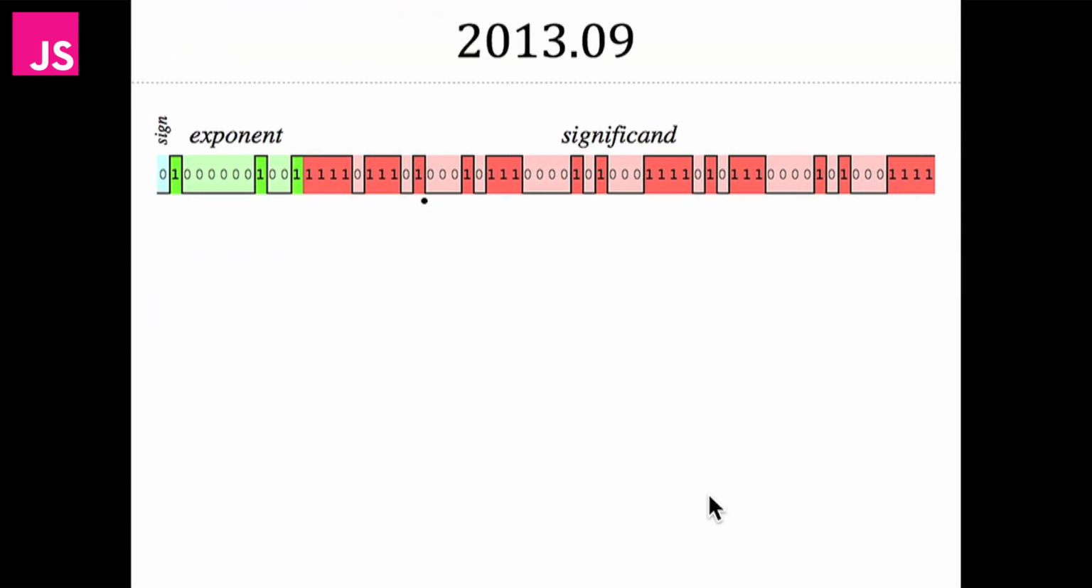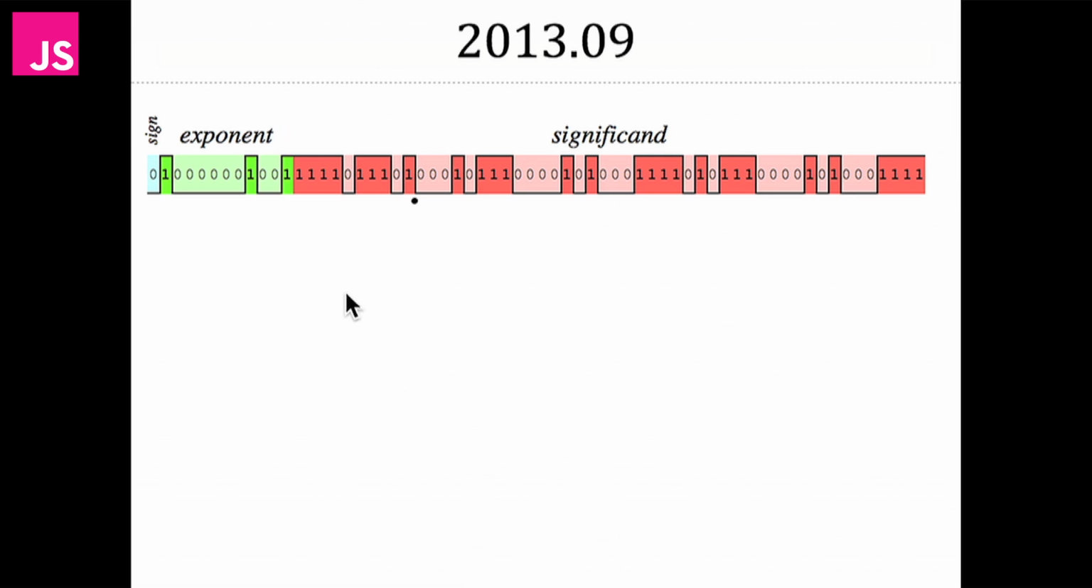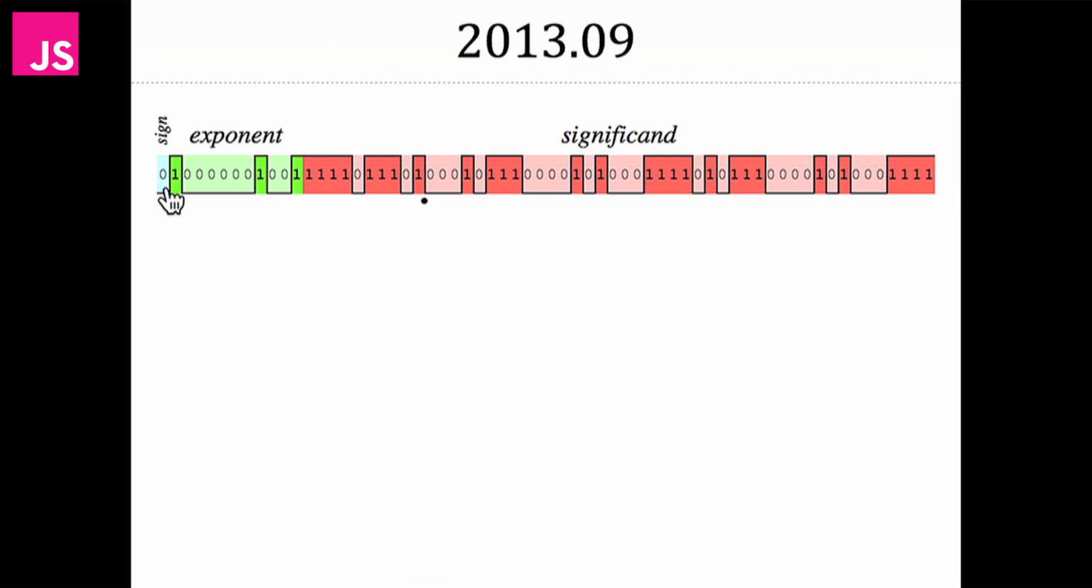So as I've already mentioned a couple of times, we have 64 bits to represent our number, and they can be divided into 3 parts. There is 1 bit for a sign. It's this guy in here.